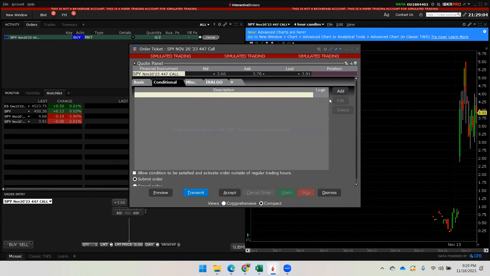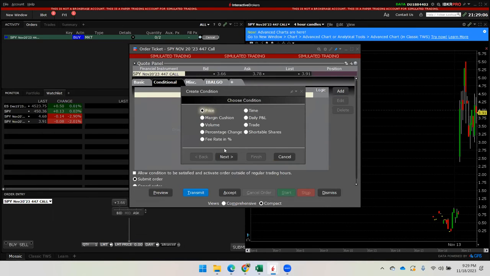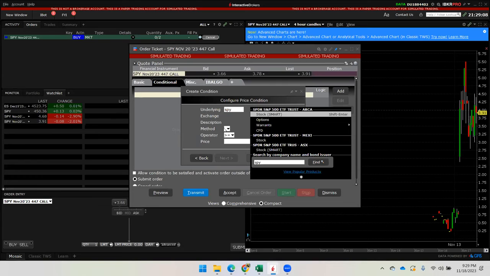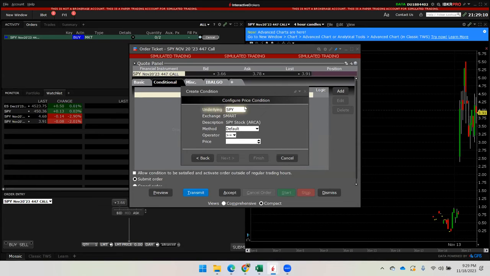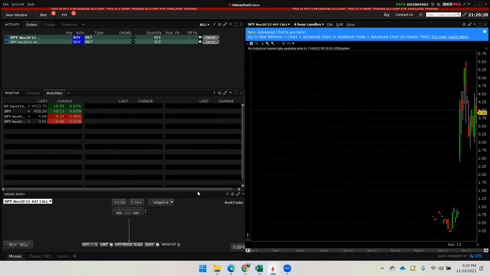And then from there, I go to conditional and I hit add, price, SPY, stock. And what I'm doing here is I'm setting a condition based on the price of SPY. So I wanted to get in as soon as SPY hit the 435 level. So what do we do? Well, we say once SPY is below 435.01, fill me right away, and I hit finish, transmit.